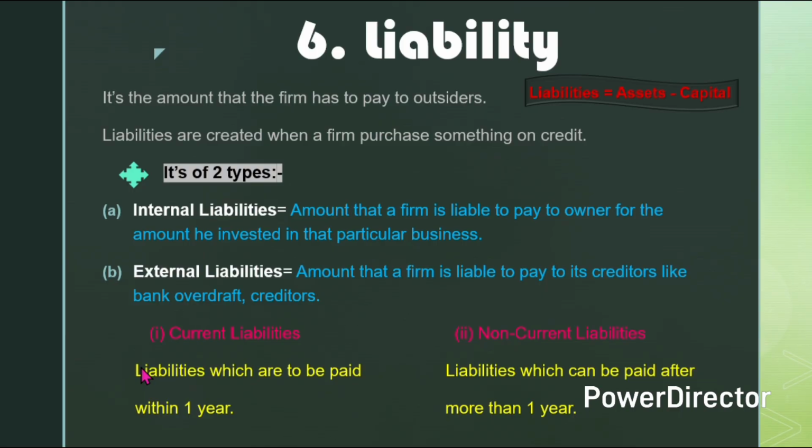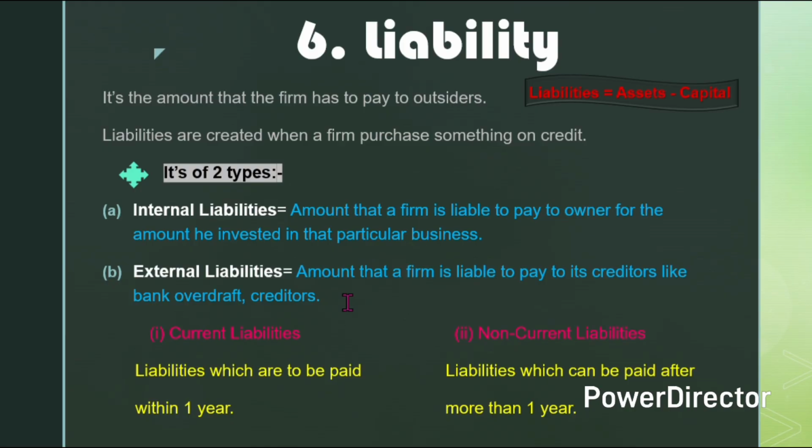Next we have liability. Liability is the amount that the firm owes to outsiders. It means it has to pay outsiders in the future. It is created when the business purchases something on credit. Liabilities are of two types: internal liability and external liability. Internal liability is what the business owes to its owner, because he invested the capital in the business. Next we have external liability. These are the liabilities which a firm owes to creditors or banks.